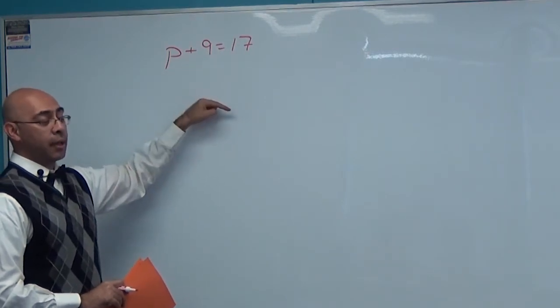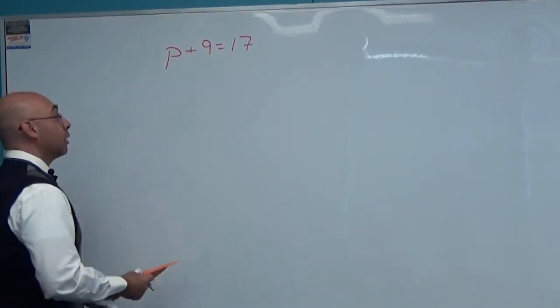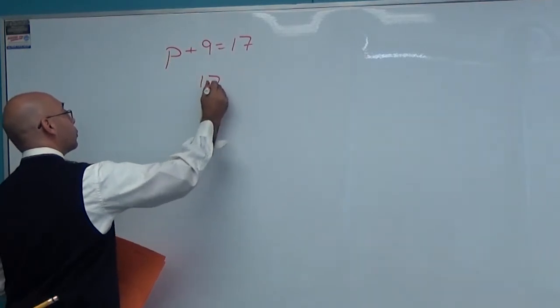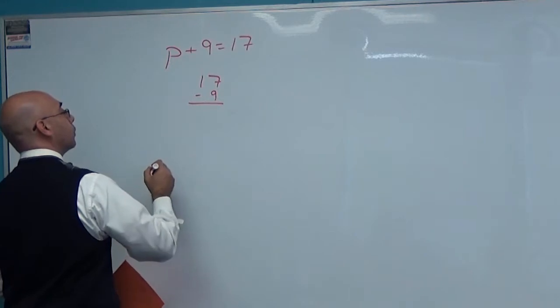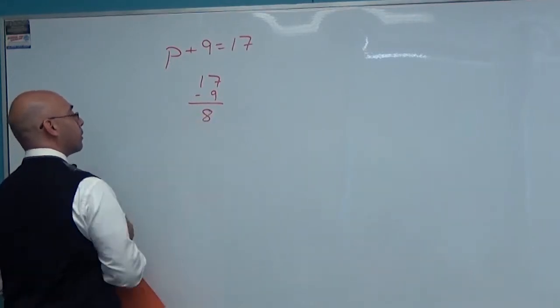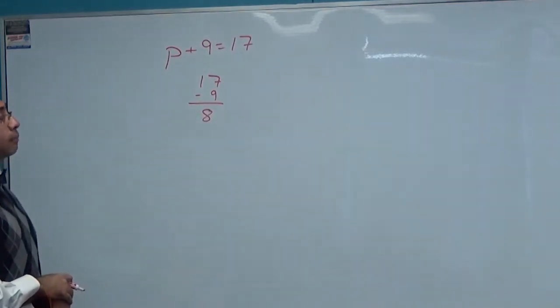What's the opposite of adding 9? So you do 17. You start with the answer, minus 9. That gives you your answer, which is going to be 8. So p is equal to 8.